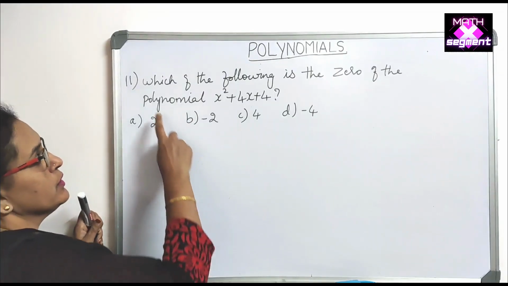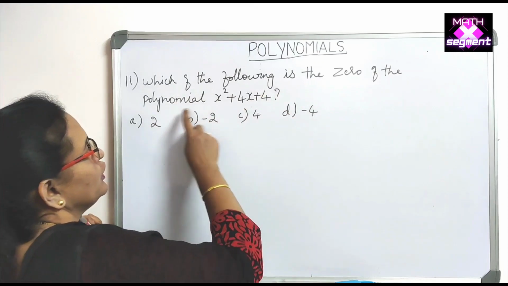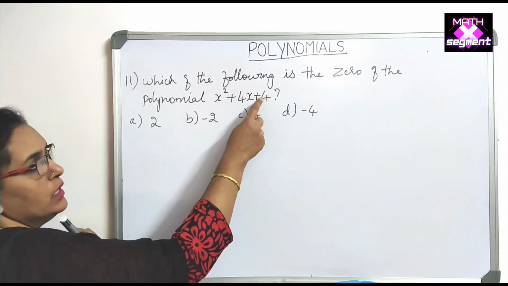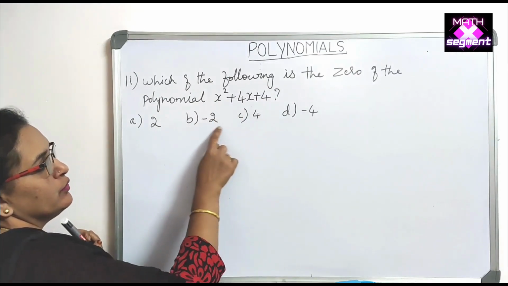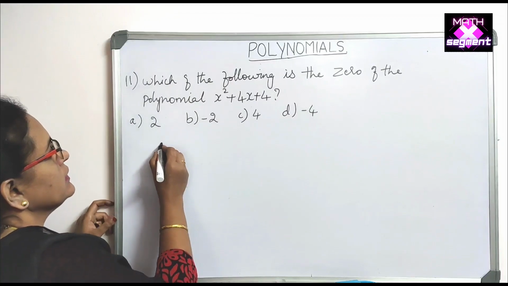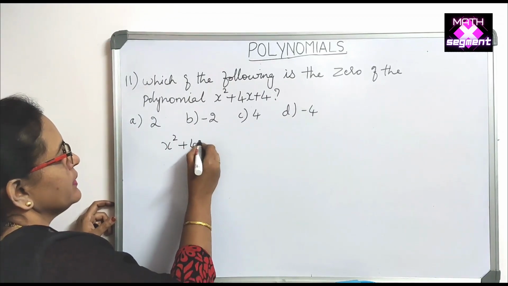Let's solve the next question. Which of the following is the 0 of the polynomial x square plus 4x plus 4? So here they have given you the polynomial, and we have to find the 0 of the polynomial. The given polynomial is x square plus 4x plus 4.